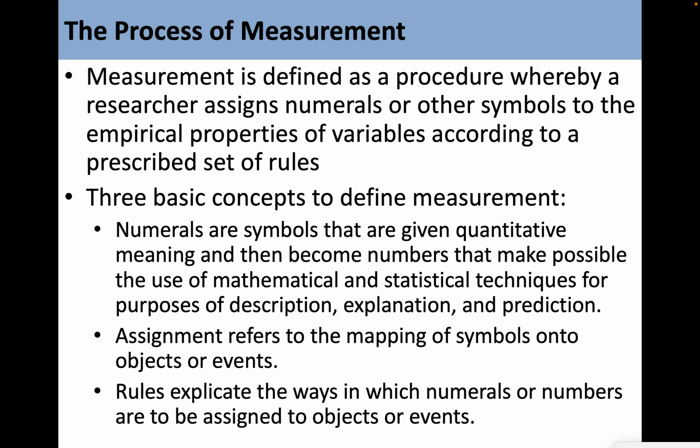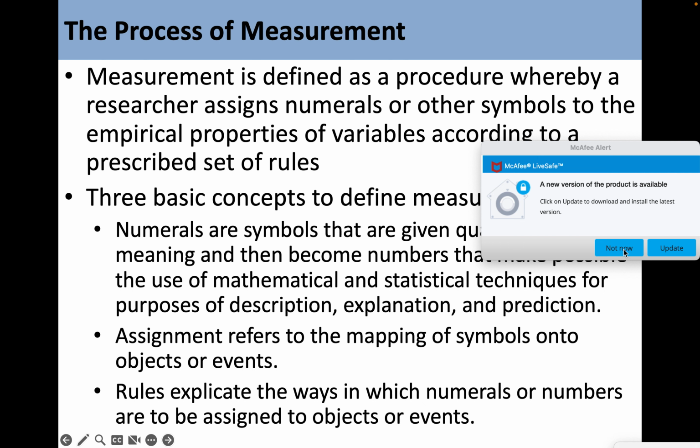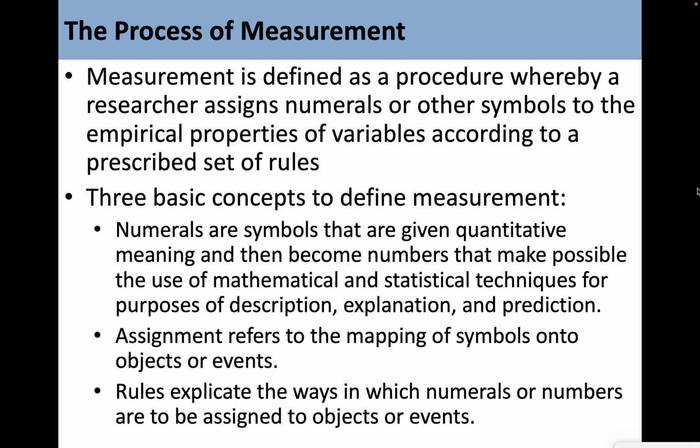Anyway, so numerals are symbols that are given quantitative meaning, but it's not pure meaning. It's not always the same thing. Assignment refers to the mapping of symbols onto objects or events. Rules explicate the way in which numerals or numbers are to be assigned to objects or events. And you understand what I'm talking about. We're just assigning these numbers, and potentially they have intensity meaning, but it's not absolute.